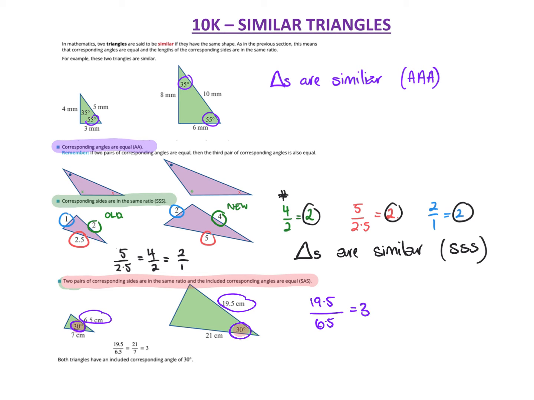Now if I check the other one, the 21 and the 7, if I do 21 over 7, I get 3. So I know the two sides in between that angle have been enlarged by the same amount. So if that's happened, the triangles are similar. So you can say triangles are similar because, and this is where we go side, angle, side. Now we have to write it like that with the angle, the A, in the middle, because we're saying it's in between those two sides, which is what it needs to be.